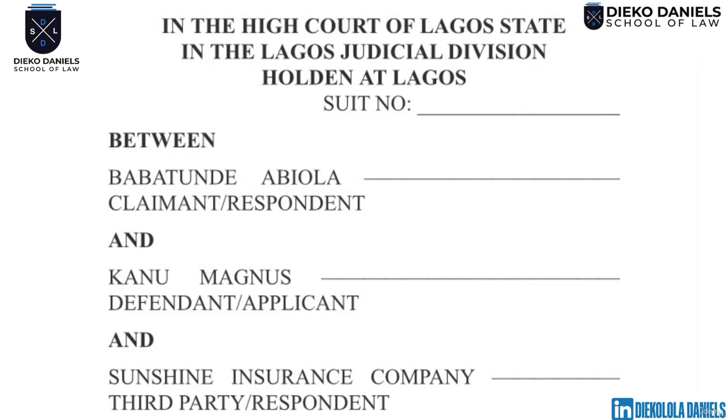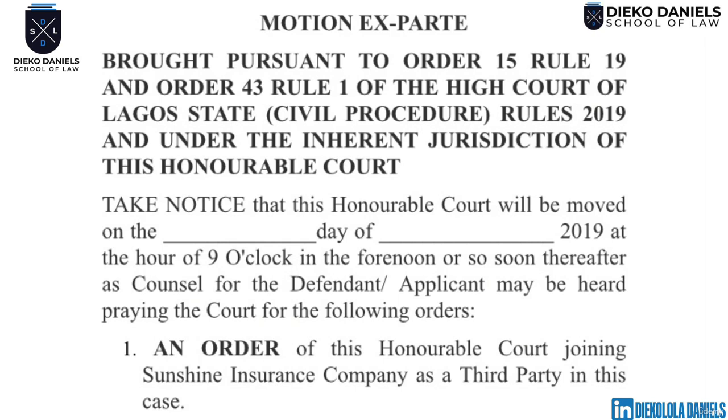Do you understand that? Now, the next thing is the heading, motion ex parte. Now, misjoinder was motion on notice. Joinder, motion on notice. Third-party proceeding, motion ex parte. Representative action, motion ex parte. Do you understand that? So, third-party proceeding is motion ex parte. Now, brought pursuant to order what? Order 15, Rule 19, right?